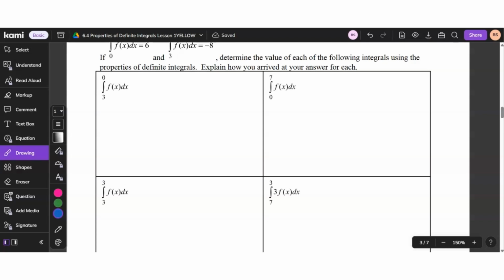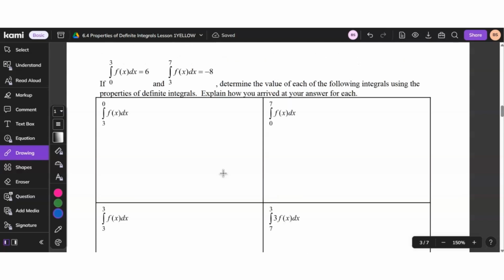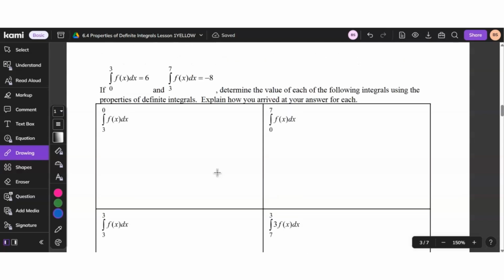All right, so let's try and actually apply a few of these. If we are doing the integral from 3 to 0 instead of 0 to 3, like it's told us up here, then we can say that's the same as negative the integral from 0 to 3 of f(x) dx. And we know that from 0 to 3 it is 6. So this is just going to be negative 6.